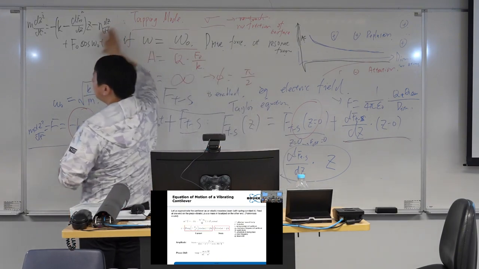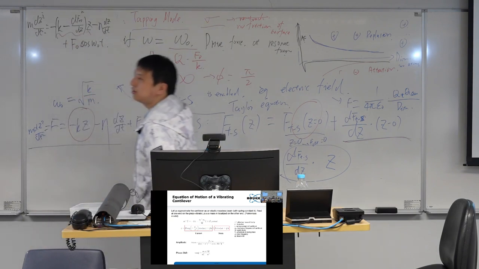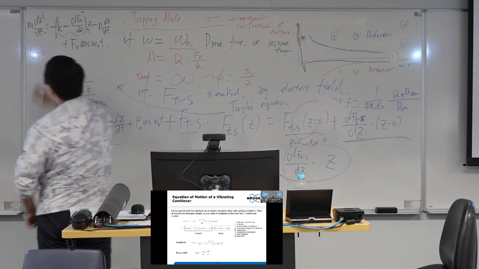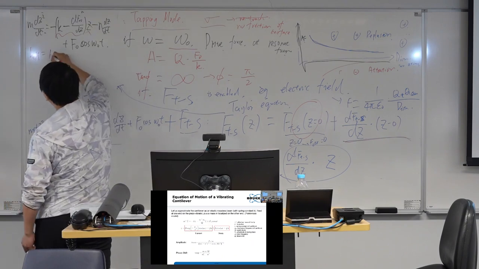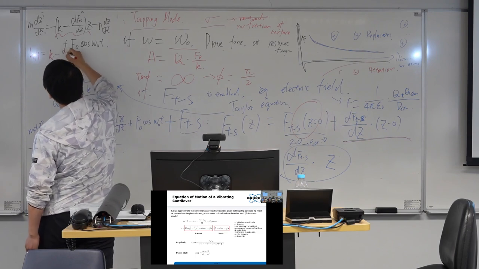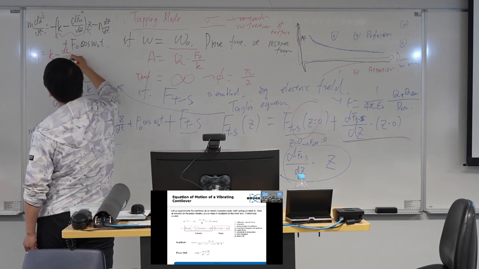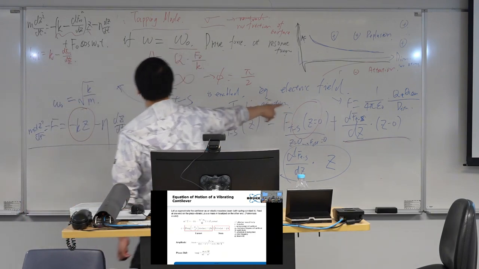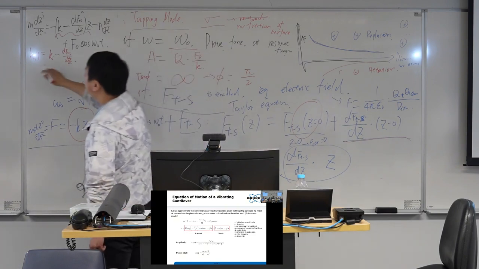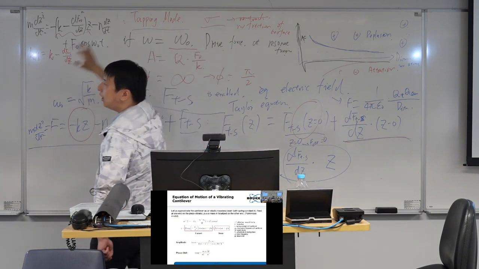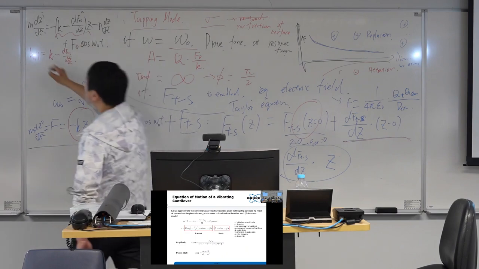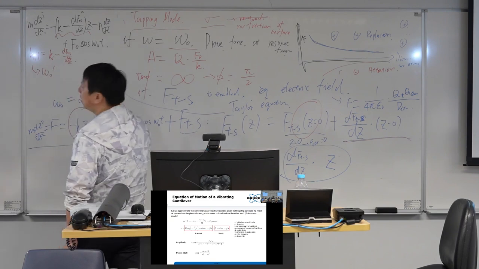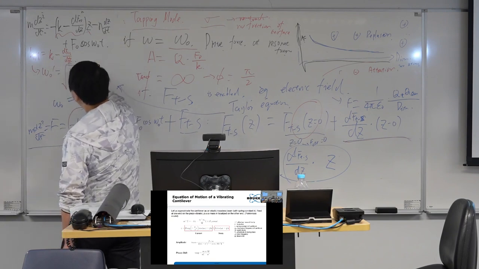But in this equation, the k changes. So we will define an effective k. It equals the original k minus the gradient of the force. What's our force? Electric field force, right? So we define an effective k, and with this effective k, we will say the omega 0 is changed to the square root of effective k over m.